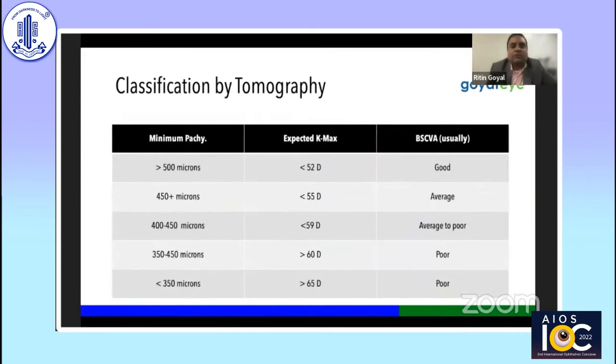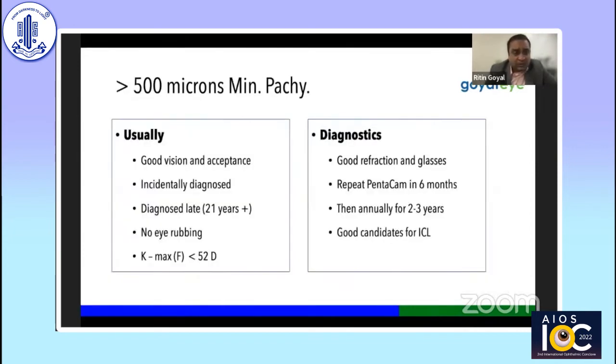This classification that I'm talking about is based on minimum pachymetry, where we've looked at patients with minimum pachymetry of more than 500, more than 450, those between 400 to 450, those between 350 to 450, and less than 350. So these patients who have more than 500 microns of pachymetry, they usually have good vision or good acceptance of glasses. They're usually incidentally diagnosed. They're probably looking at laser refractive surgery.